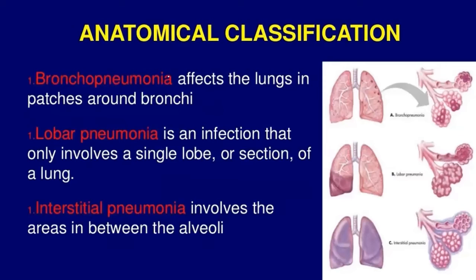So, anatomical classification: pneumonia is of the bronchopneumonia type, which affects the lung in patches around the bronchi. You can see the patches over here. Just remember this, patches in the lungs. And the second one is lobar pneumonia, an infection that only involves a single lobe or section of lung. That means this lobe is infected, right? This is mainly due to reduced immunity, right? Main factor.